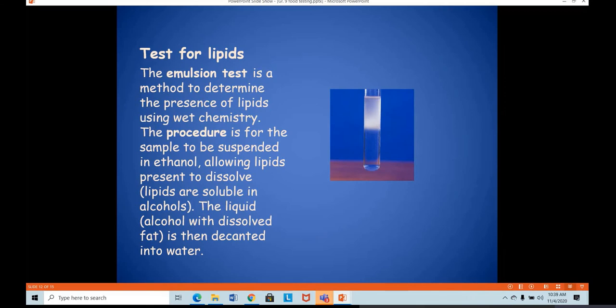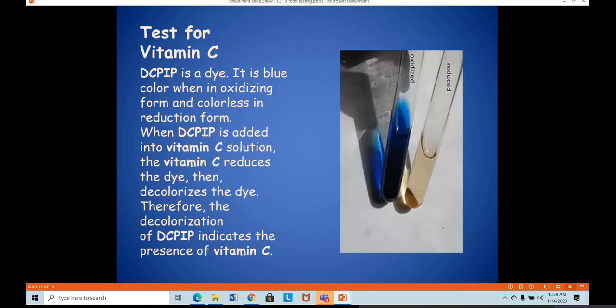Okay, so for this test you can use vegetable oils, any vegetable oil which is available, like corn, groundnut, or even olive oil, or you can also use fats like butter, not the cream actually, butter only. Okay, so these you can use in order to check for the presence of lipids in the food.